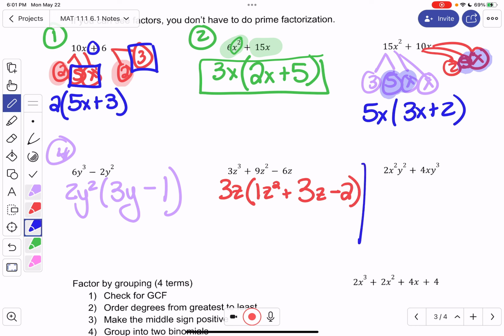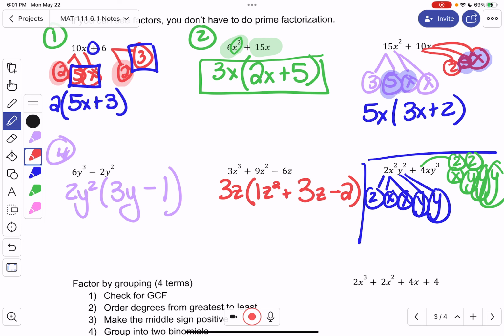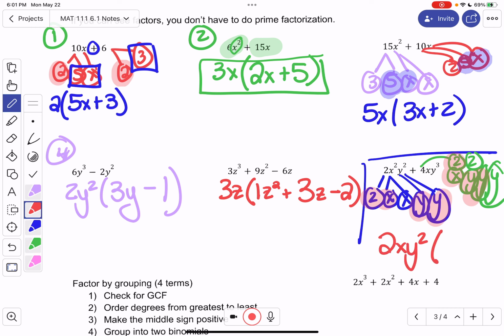If I did prime factorization on this last one, 2 is already a prime number. Then we have 2 x's and we have 2 y's. Here, 4 is 2 times 2. We have 1 x and we have 3 y's. The common parts are 2, an x, and 2 y's. So if I take out 2x and 2 y's, I'm left with x in the blue one and 2y in the green one. So there are 6 different ones that we took out the greatest common factor.